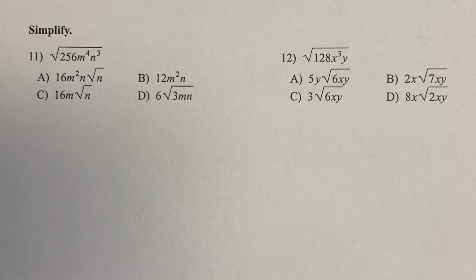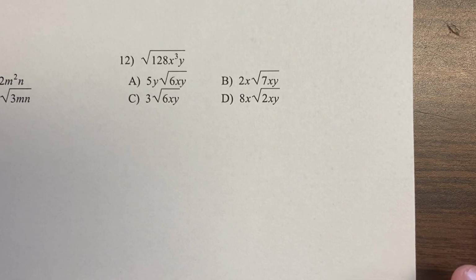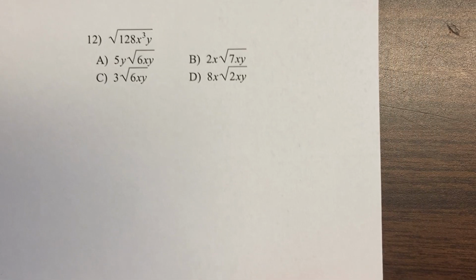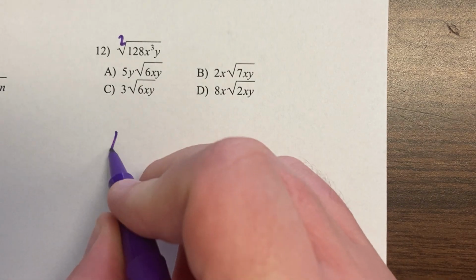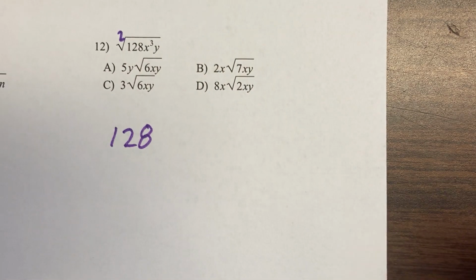Let's simplify some radicals. Let's do number 12. Very, very similar procedures here. Again, there's not a lot you can do between coefficients and different variables, so we just got to break it down piece by piece. So, we are simplifying a square root, right? This is a 2, so we need to pull out pairs. Again, we've got to find those perfect squares that hang out in 128.